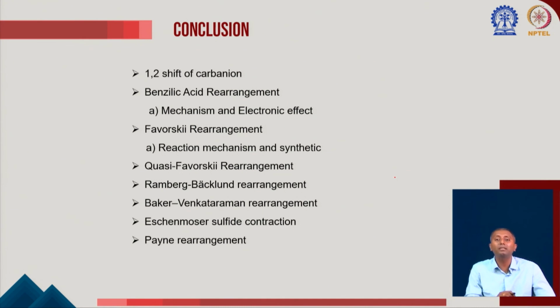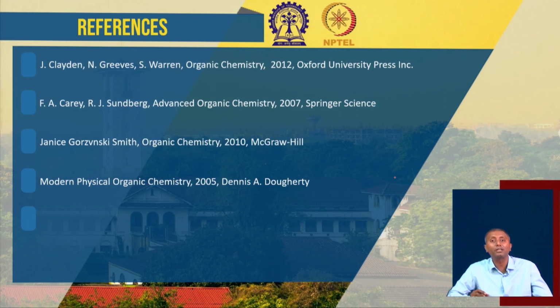We talked about the Payne rearrangement, and again the references will be very similar things. You can go through Clayden, Carey and Sundberg, and Smith of organic chemistry, and Modern Physical Organic Chemistry by Anslyn and Dougherty. And if you have any doubt or any questions, please feel free to reach me.